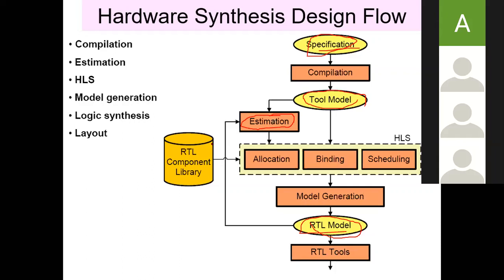So we have certain parameters we will be worried about: power, performance, cost, etc. of that particular design. First of all, we have to estimate the current power consumption and so on. For that, we use the tool model. Once you have an estimation of the different metrics, you can go for the high level synthesis. HLS means high level synthesis.